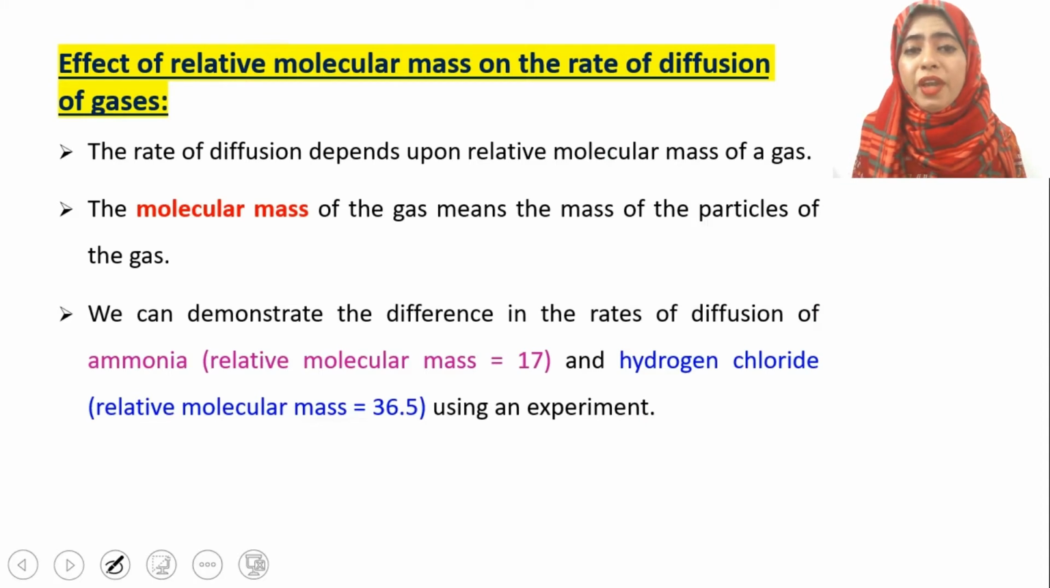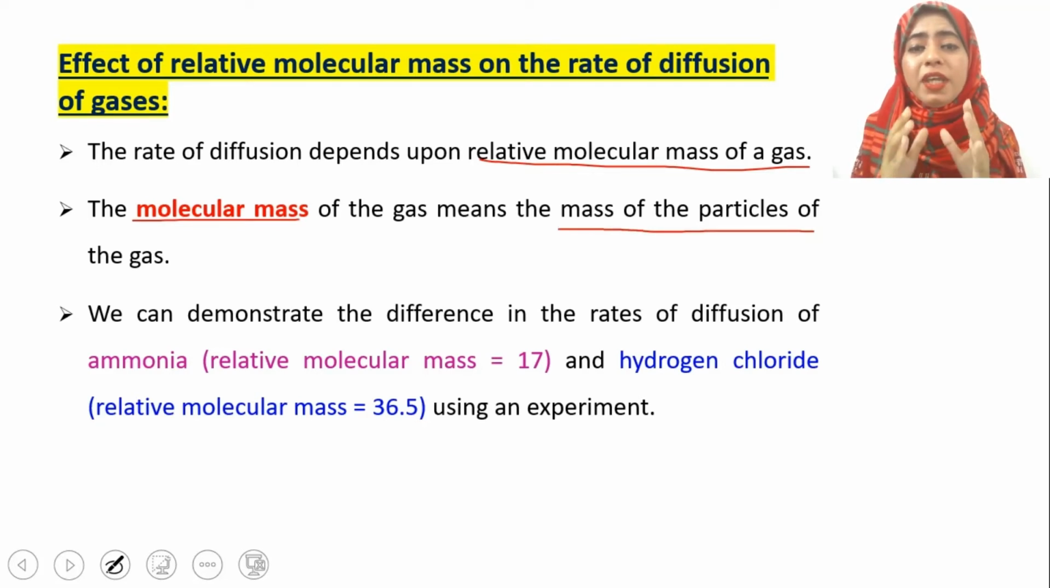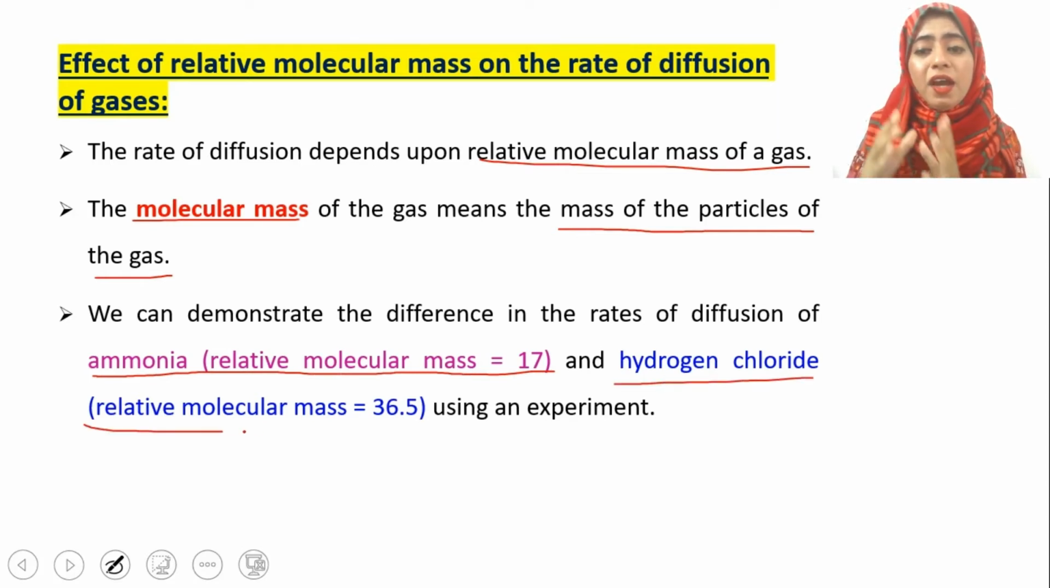The rate of diffusion of gases depends upon relative molecular mass. Here, molecular mass means the total mass of the gas particles. We can demonstrate the difference in the rate of diffusion with a very simple experiment. Here we are taking two gases: first ammonia, with a relative molecular mass of 17, and second hydrogen chloride, with a relative molecular mass of 36.5.